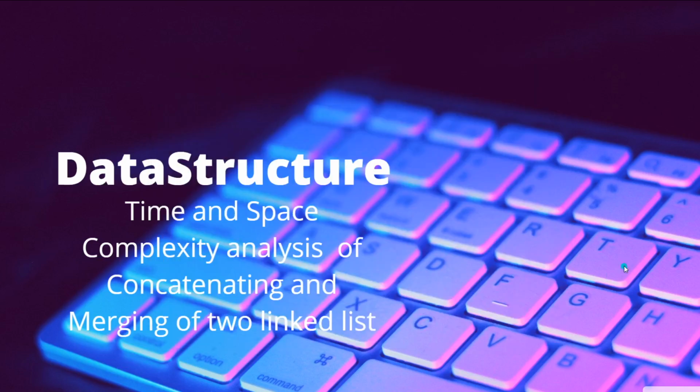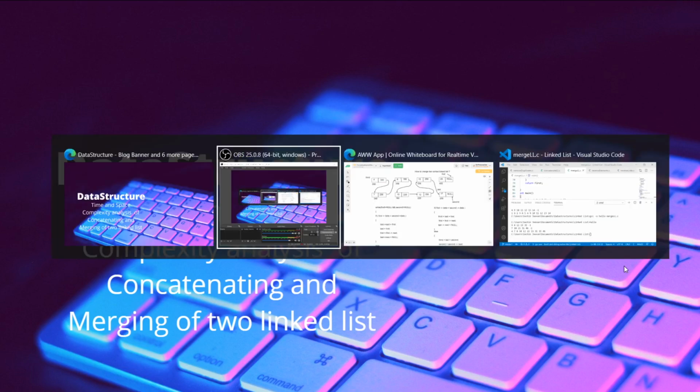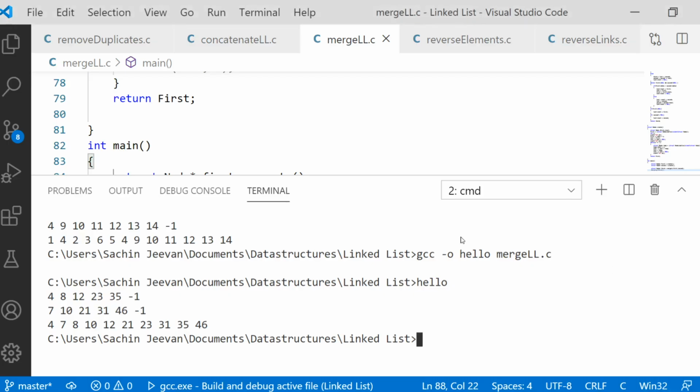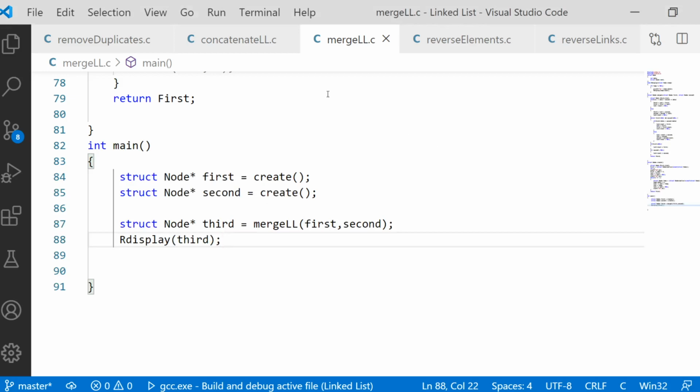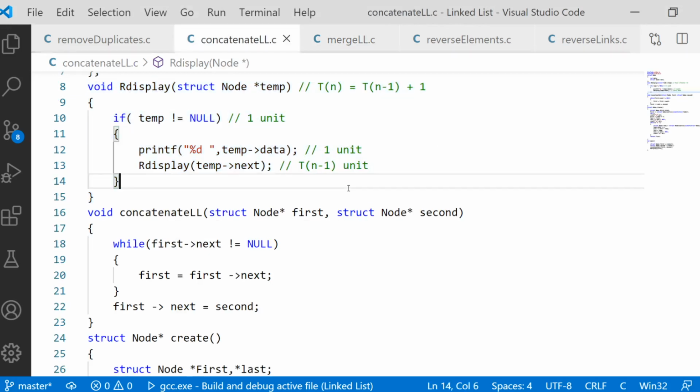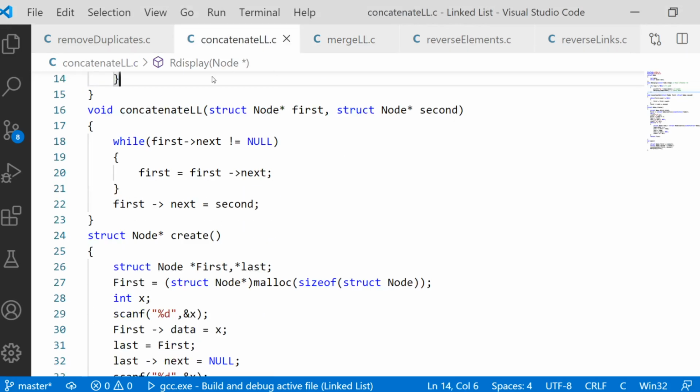Welcome students. In this video, we will be discussing the time and space complexity analysis of both concatenating as well as merging of two linked lists. We already have the code snippet of both concatenation as well as merging. We'll first finish the time complexity of concatenate LL.